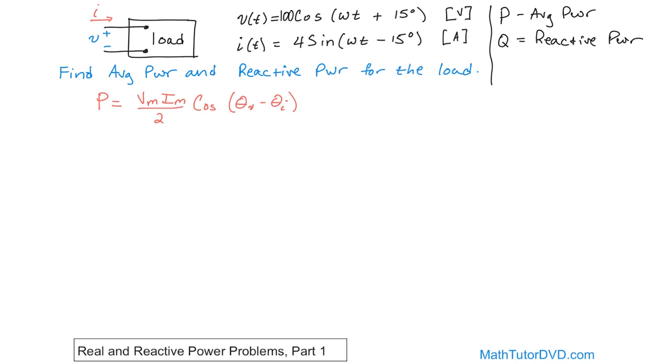Now here's where you get into trouble. The angle theta v is given to us as 15 degrees. Theta i, you think is the phase angle for the current. You think it's negative 15 degrees, so you just plug it in there and go. That's where you're going to get into trouble.